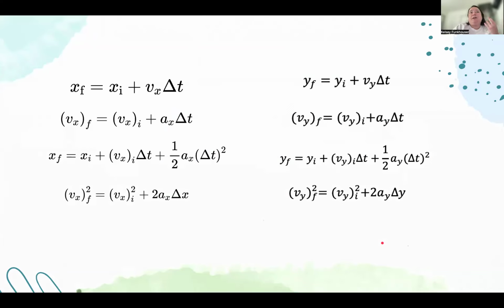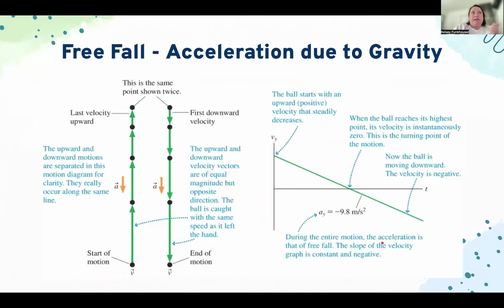Then we have our kinematics equations. I have them here in X and Y. Those are important, so now you know where to find them. And we learned the concept of free fall acceleration, which is really just acceleration due to gravity. And for us, that's -9.8 meters per second squared.